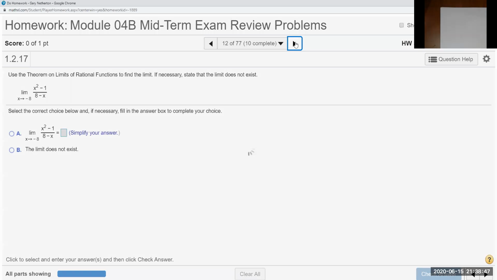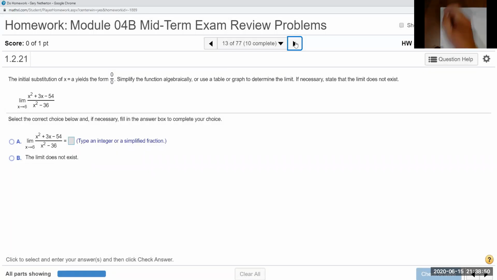Let's just do a few more. So number 13. The limit as x approaches 6 of x squared plus 3x minus 54 over x squared minus 36. Now in a few minutes when I do these problems, I'm going to have to factor. Hopefully all of you remember how to factor these polynomials.